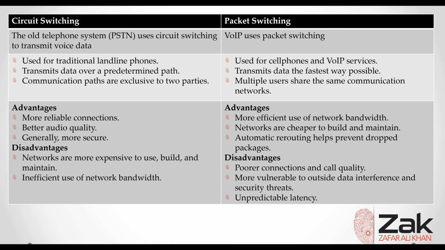So packet switching and circuit switching are different methods of routing data from one destination to another. The journey the data takes is called the path.